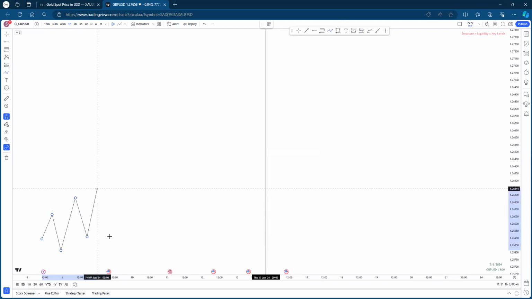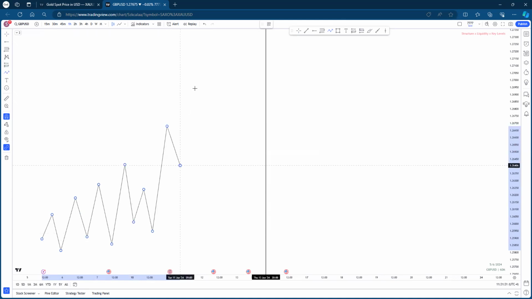So price would always come back to take out the internal range liquidity that is being taken. Price would always engineer liquidity. Then price would sometimes come back to what we call the breaker block, all of those things. So stuff like this. Let me show you what people call the advanced market structure.